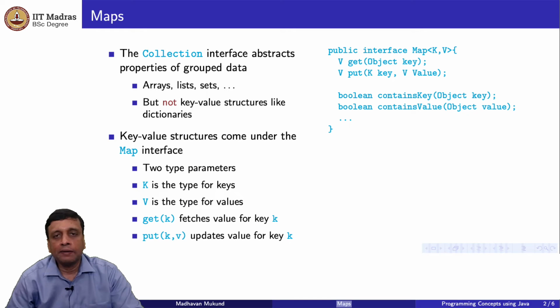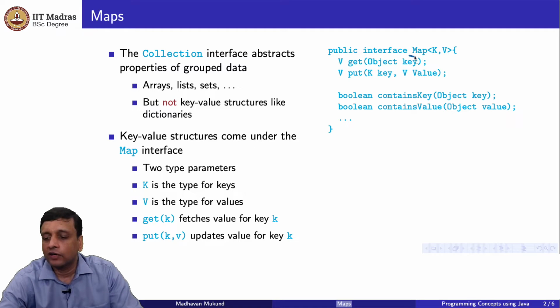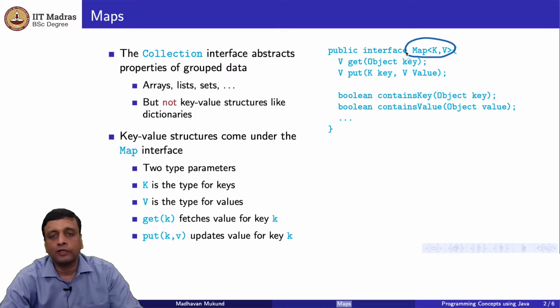The Java name for this interface is map. Map is disjoint from collection. It's a different interface, so things which come under collection are not under map. Map and collection are two incomparable points in that tree of Java interfaces. With a map, we have two quantities, a key and a value. So this is a kind of generic interface parameterized by two types: the key type and the value type.